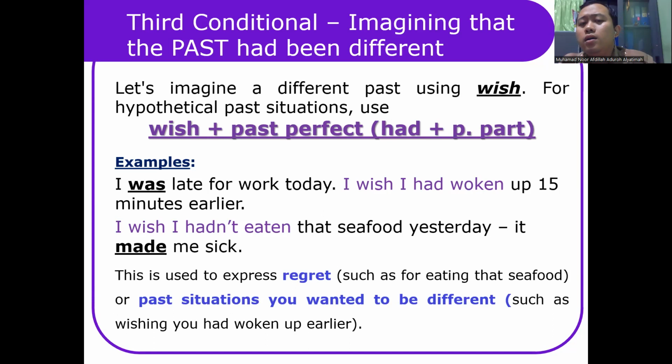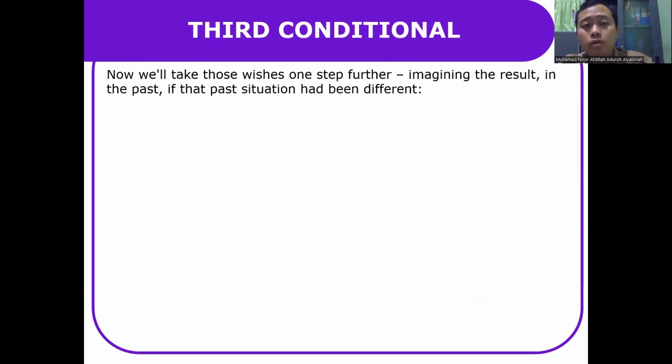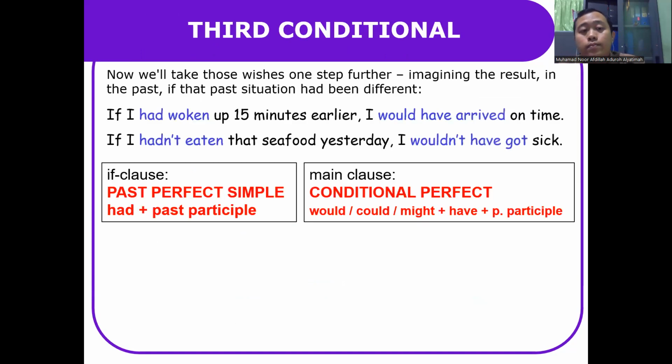That is imagine a different past using wish. That is very simple. And now we move to the conditional. Now we'll take those wishes one step further, imagining the result in the past if that past situation had been different. If I had woken up 15 minutes earlier, I would have arrived on time. That is the first example. How about the second example? If I hadn't eaten that seafood yesterday, I wouldn't have got sick.